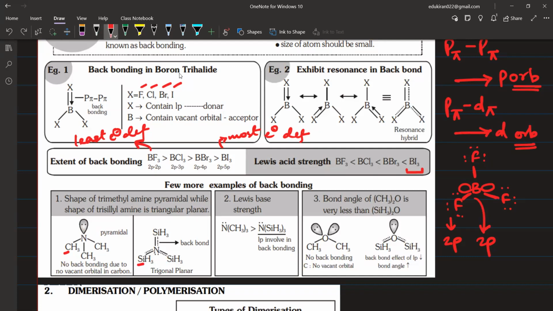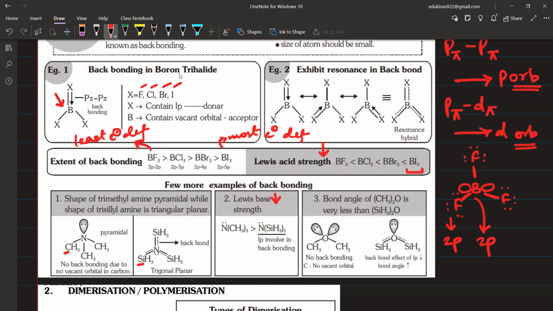Okay. Wherever the extent of back bonding increases, what happens to the basic strength? The basic strength will decrease. As you can see in the case of BF3 also, here we have the most extent of back bonding and the Lewis acidic strength is lower. Sorry, wait a second. You can divide this into two cases. When the lone pair is going towards the central atom, the acidic strength decreases. And when the lone pair electron is going out of the central atom, the basic strength decreases, right?